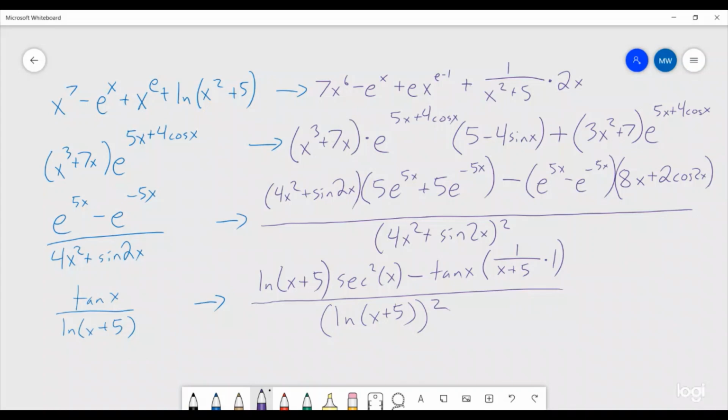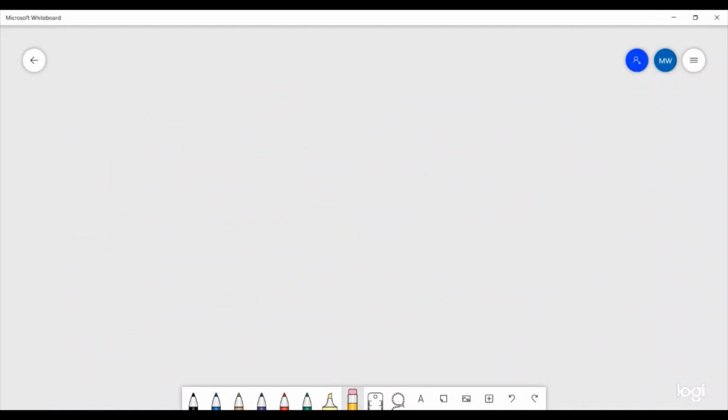And there you go. That is us going through all the material on the second of my test reviews. Okay, let's jump into the stuff that was on the third test review. First one is implicit differentiation.